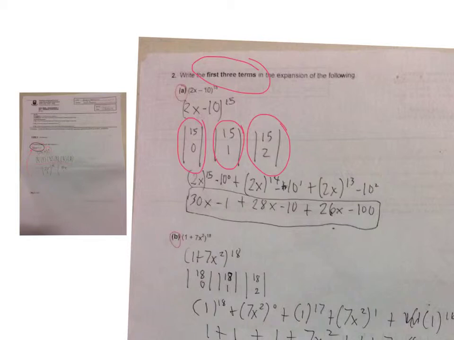Now one important thing that you have to note is how you put the expressions 2x and negative 10 when you try to expand. Take note that this should be multiplication and not addition and subtraction. As you can see, you said that 10 to the 0 will be 1, but you wrote 30x minus 1. This should not be minus 1 or subtraction. This should be 30x times negative 1.